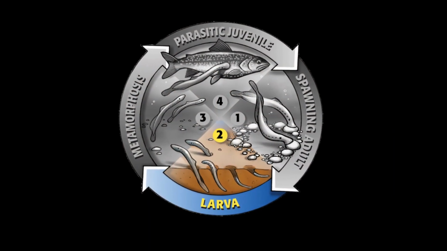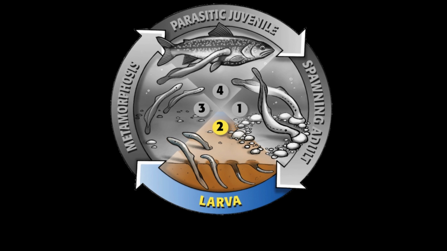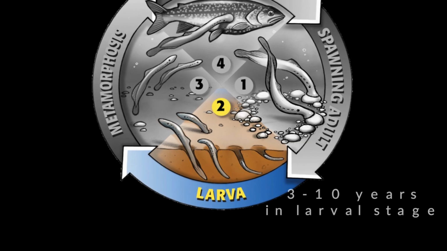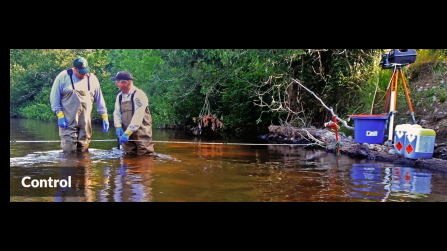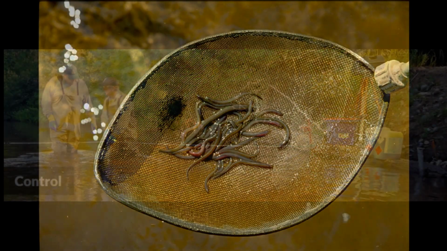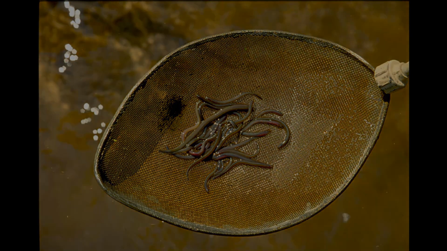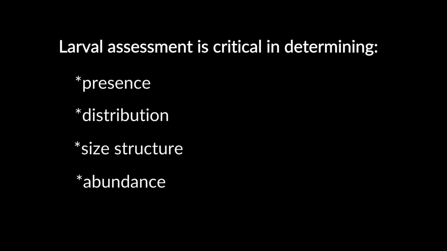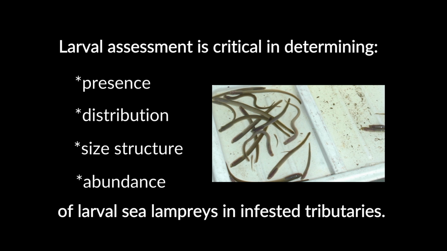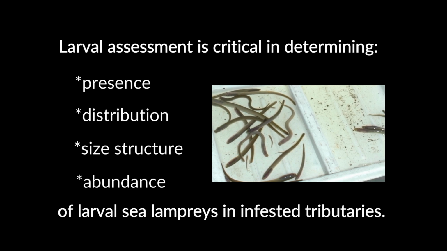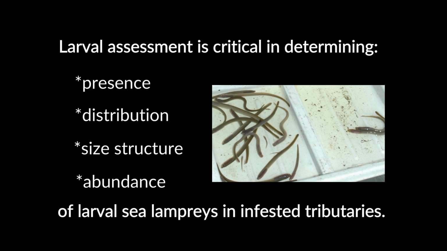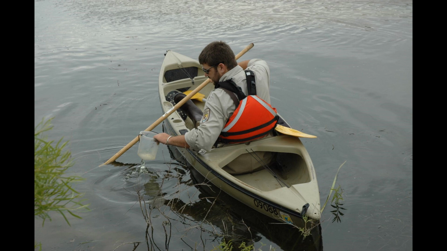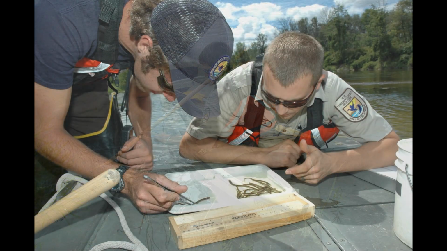After hatching, sea lampreys spend a significant portion of their lives in tributaries as filter-feeding larvae, from 3 to 10 years. Sea lamprey control begins when biologists assess tributaries to determine which ones contain larval sea lampreys. Larval assessment is critical in determining the presence, distribution, size structure, and abundance of larval sea lampreys in infested tributaries. This information helps the Commission decide where and when lampricides should be applied. Additional assessments are performed after lampricide applications are completed to measure how effective the treatment was.